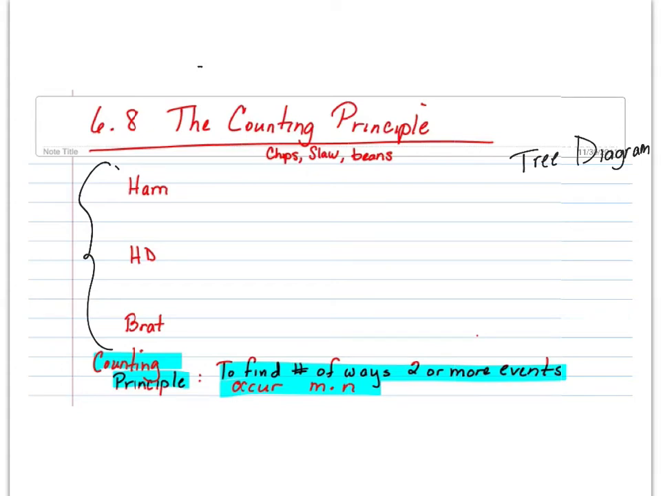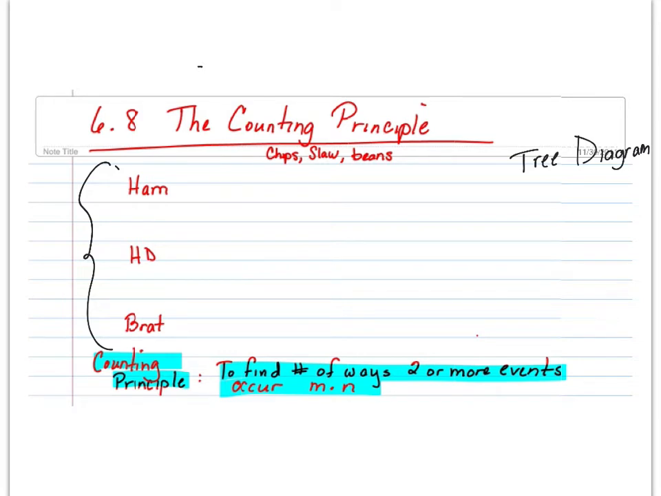We are going to draw a tree diagram. You get to choose from a hamburger or a hot dog or a brat. And then you get to pick from one of either chips, slaw, or beans. Okay? So let's say we choose a hamburger.